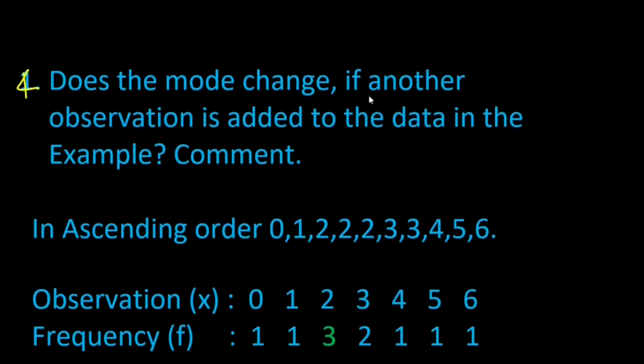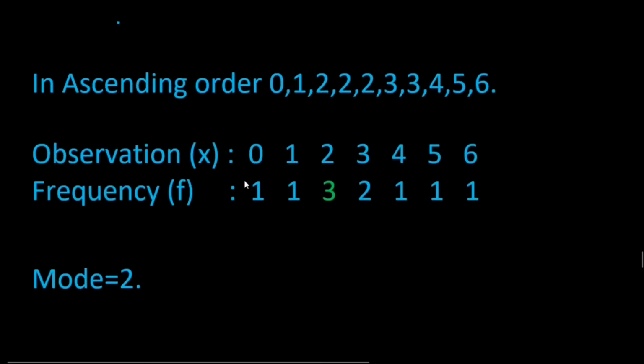Does the mode change if another observation is added to the data in the example? Suppose we are adding any other number other than this, the mode will not change. Even if we add 0, 1, 4, 5, 6 also, the mode will not change. The frequency of 2 is maximum. 2 is occurring 3 times.